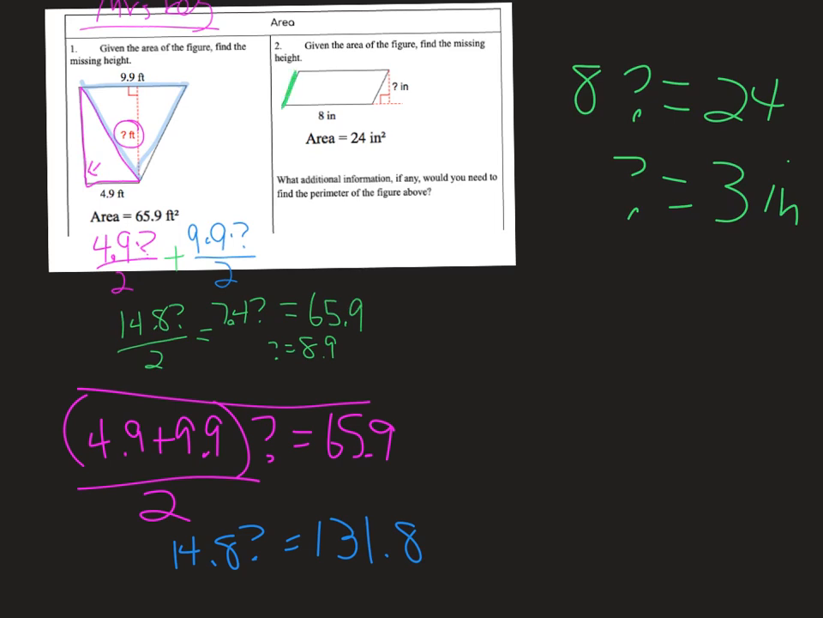What additional information, if any, would you need to find the perimeter? Well, you need these distances. So either you need to be told that, you need to be told this, or I guess you could be told like that whole distance. I don't know. So a couple different pieces there. Those are kind of extension questions. You're not explicitly asked those on your quizzes, but I like to ask them on the reviews.